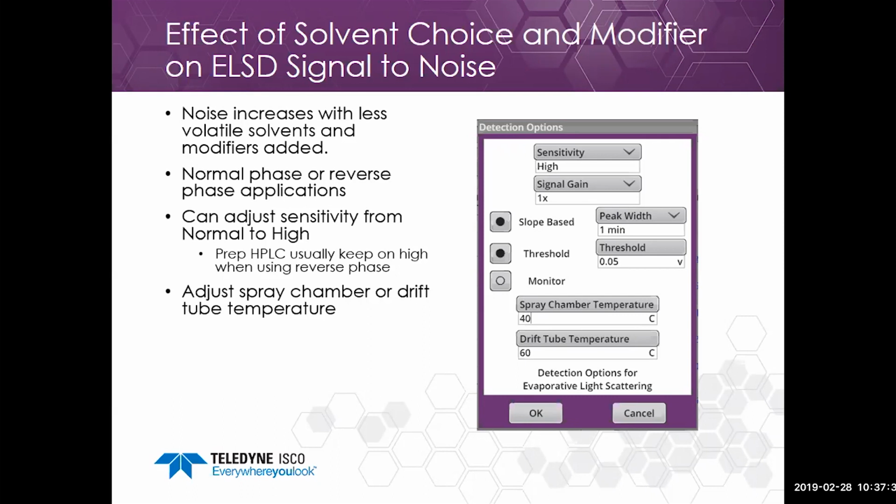If you're working with compounds that you know are extremely non-volatile, then you could also increase those temperatures and minimize some of that noise due to solvent effects, such as water, acetonitrile, the reverse phase solvents and modifiers that you're using, to decrease the noise coming from those.